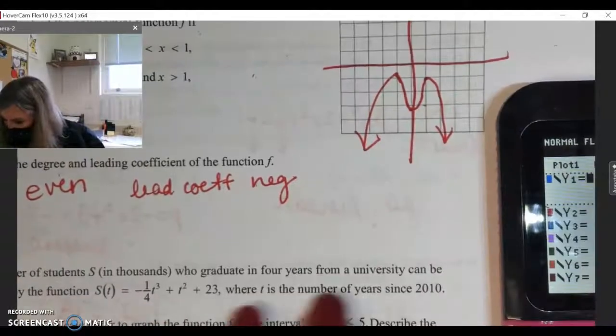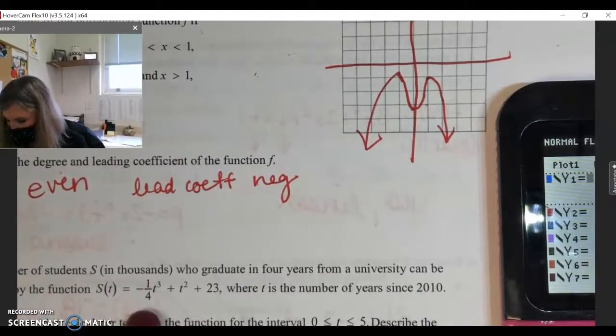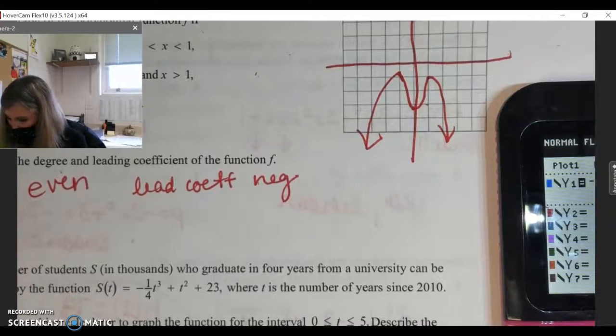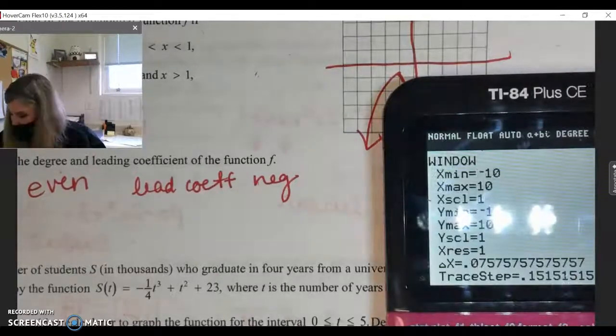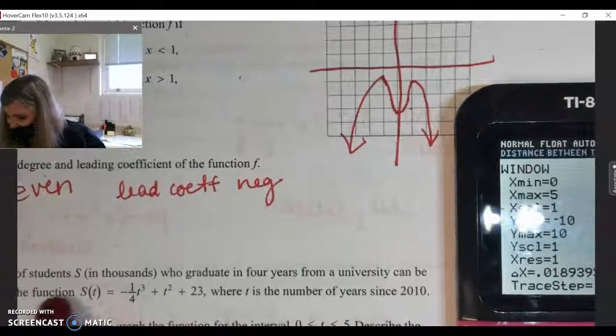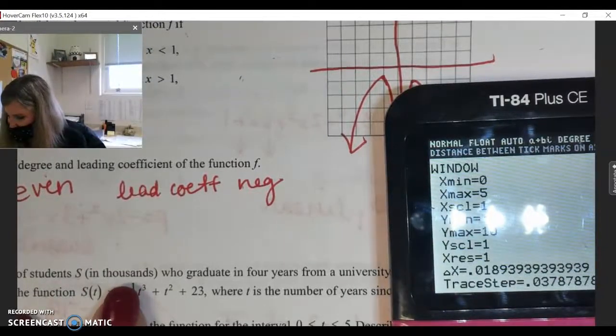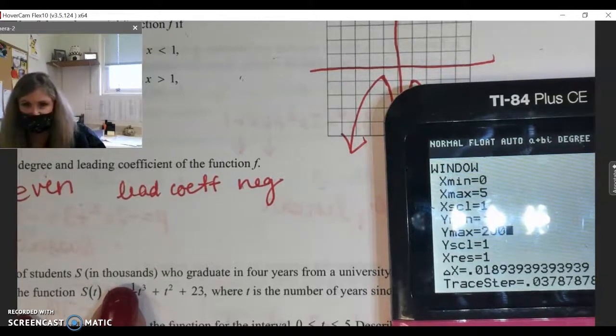The number of students who graduate in 4 years from a university can be modeled by this function. I'm going to put it in. Okay, so it says use a graphing calculator to graph the function from the interval from 0 to 5. So I'm going to go to my window, and I'm only graphing this between x equals 0 and 5. This is the number of students in thousands who graduate. I'm going to need this y max to be pretty big. I don't know how big. I'm going to make it 200 to start.